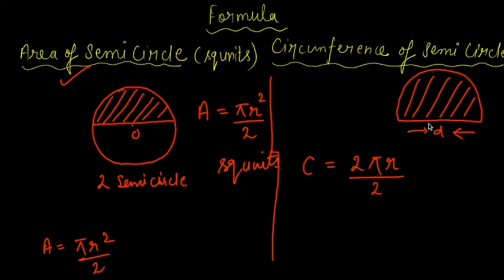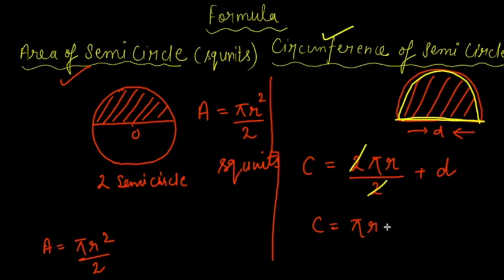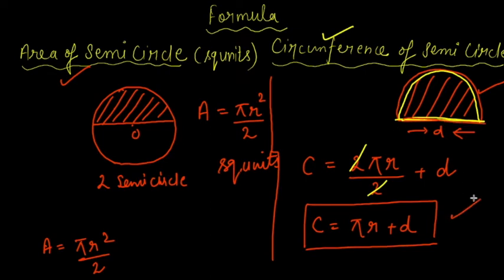But we know that the circumference is the total length of the figure. So this you have calculated as pi r, because this 2 and 2 cancel. We have to take this length also, which is the diameter of the circle, because the circumference is the total length of the figure. So we have to add the diameter to it when we write the circumference, which gives you pi r plus d. We have taken this as pi r and we will be adding the diameter to it to get the circumference of the semicircle. Okay, I hope this is also clear to you.